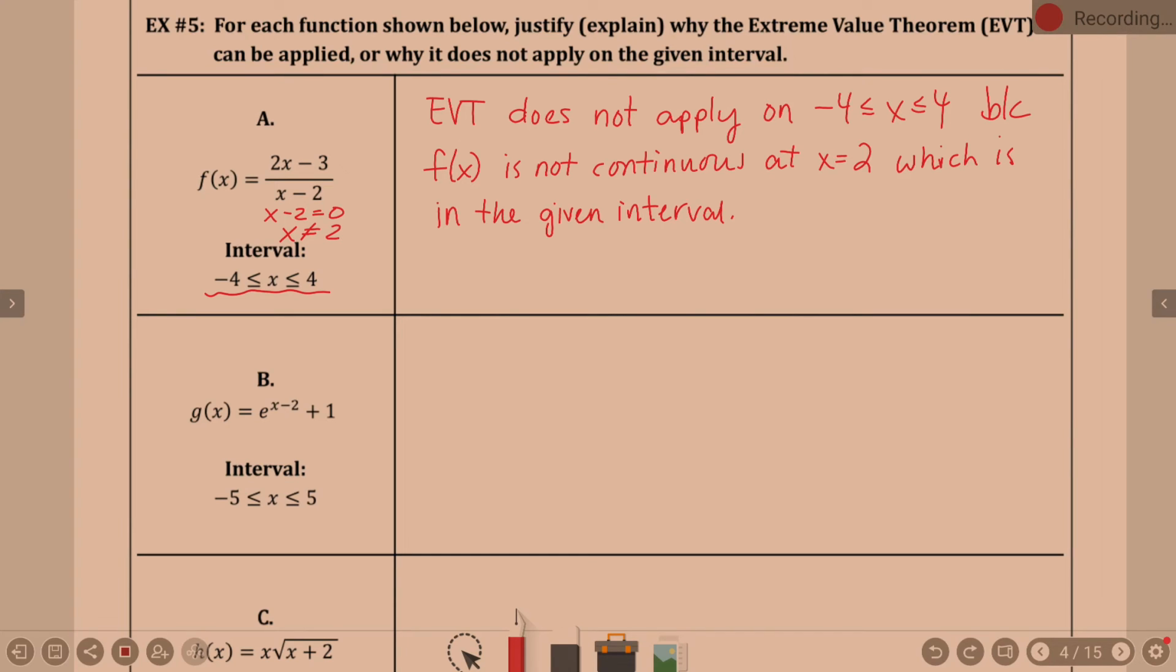Okay, B. e to the x minus 2 plus 1 on the interval negative 5 to 5. Now, the whole point is to do this without the calculator, right? e to the x minus 2 plus 1. Forget the plus 1. Forget the minus 2. Can you visualize an e to the x graph?